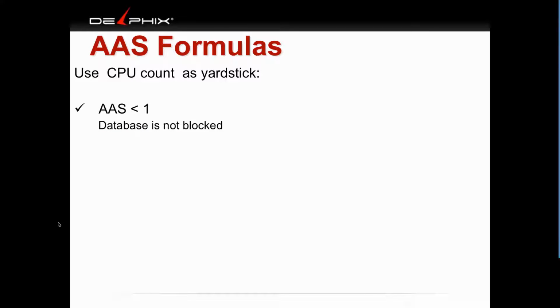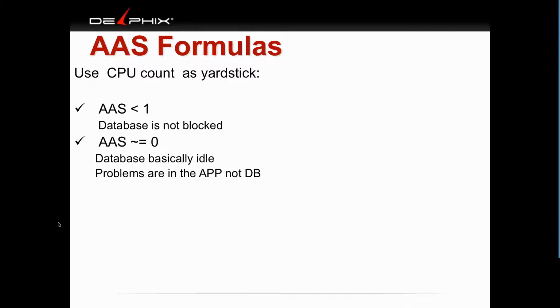Once we know AAS, if we're looking at the database as a whole, we can say some things. If AAS is less than 1, the database isn't blocked. If AAS is near 0, this is really cool. It means the database is idle. I don't know how many times the applications guys call you and say the database is slow, but you know it's not the database. Well, how do you prove it? One way to prove it is to go look at AAS. If the load on the database is near 0, there's no load on the database. There are no waits in the database. The problem has to be in the application tier.